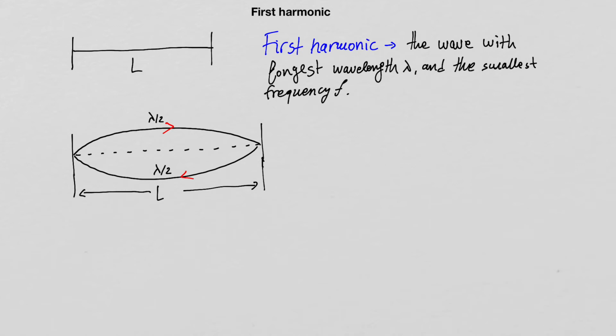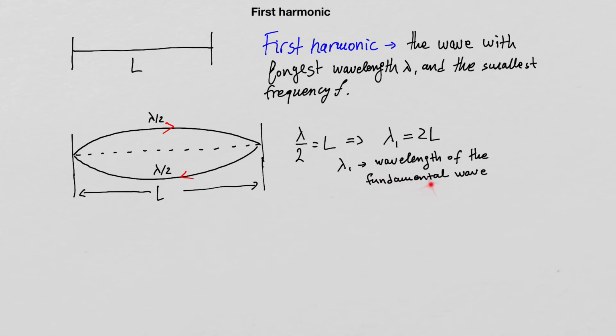So I now can essentially find the relationship between the physical length of the string and the length of the wave excited on the string. From this drawing, we can see that I can fit half of a wavelength on the length of the string L. So then my relationship between the two is that half of the wavelength is equal to the length of the string, or from here I can say that lambda 1 is equal to 2 times L. And so lambda 1 is the wavelength of the fundamental wave.